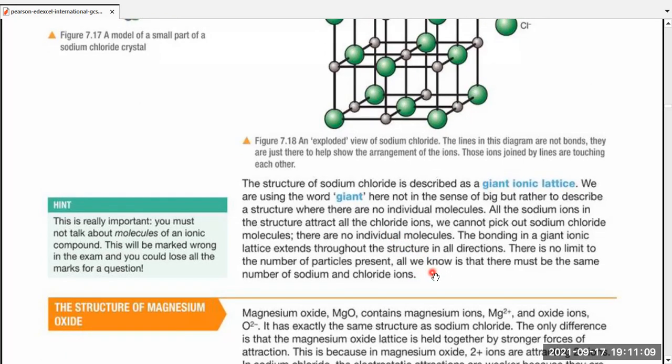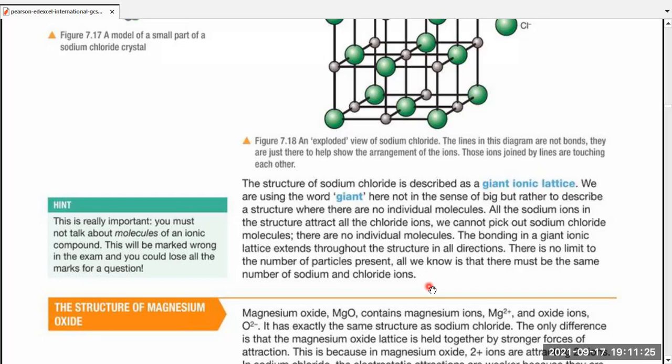We use the word giant, and not in the sense of big, but rather to describe that the structure where there are no individual molecules. All the sodium ions in the structure attract all the chloride ions. We cannot pick out sodium chloride molecules. There are no individual molecules.